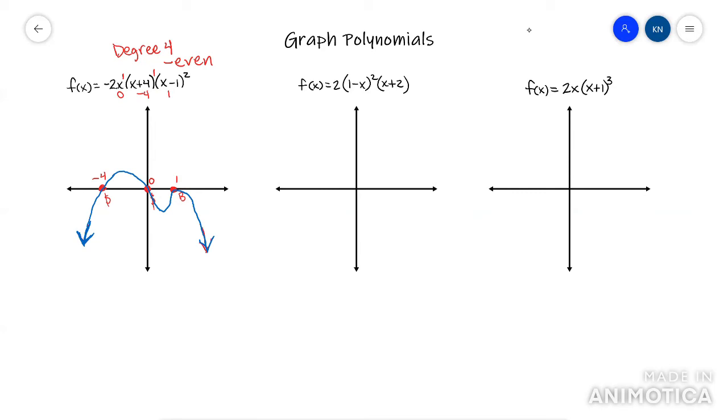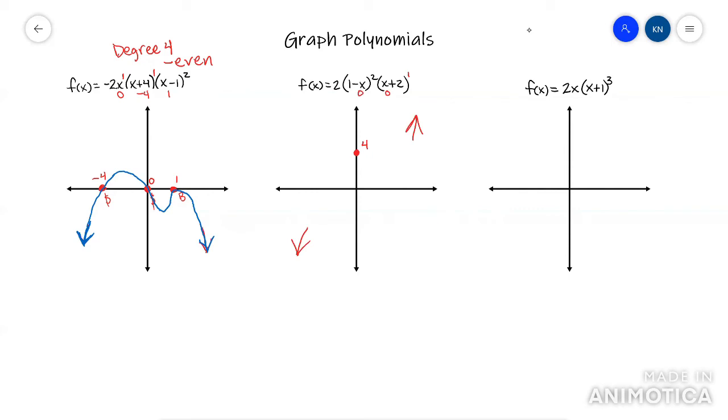All right, let's look at the next one. It's degree 3, and it's a positive. So that means my arrows, for a positive odd, go down, up. The y-intercept, if I plugged in 0 for these x's, you would get 2 times parentheses 1 squared, 0 plus 2 is 2, like this. And if you multiply that out, you would get 4. So I know I have to hit a y-intercept up here at 4.